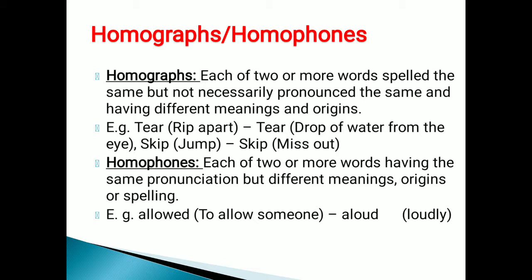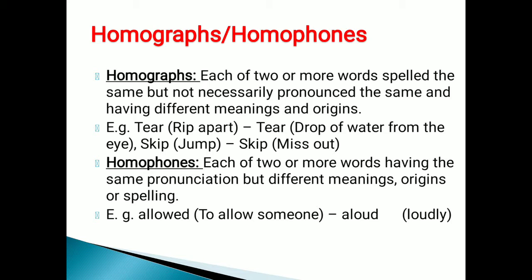The first one, homographs: two or more words that are spelled the same. Spelled the same means the spelling is the same but not necessarily pronounced the same, and they have different meanings and origins. So sometimes the pronunciation of the word is different but the spelling is the same. So remember that homographs have the same spelling but different pronunciation. For example, tear. Tear means rip apart, and tear, that is a drop of water from the eye. You all know it very well. Skip. Skip means jump and skip means miss out also. So these are examples of homographs.